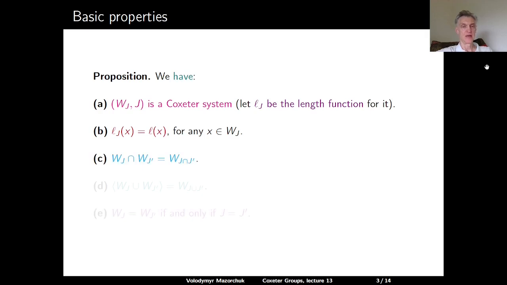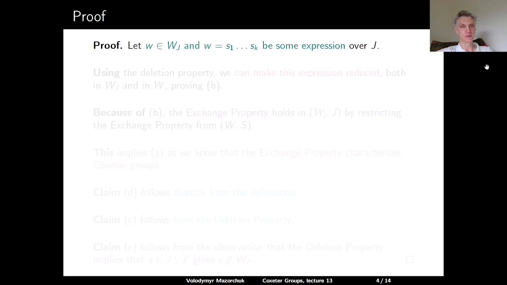C, the intersection of W_J and W_J' equals W with index J intersection J'. D, the subgroup generated by W_J and W_J' is exactly W for J union J'. And finally, the promised claim E: W_J is equal to W_J' if and only if J is equal to J'. So here is the proof.